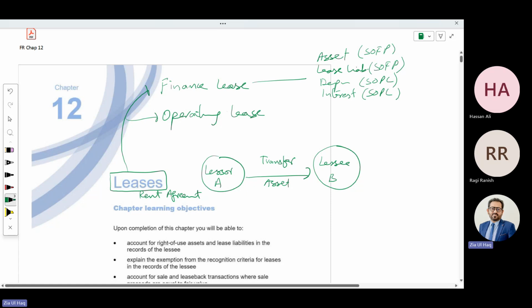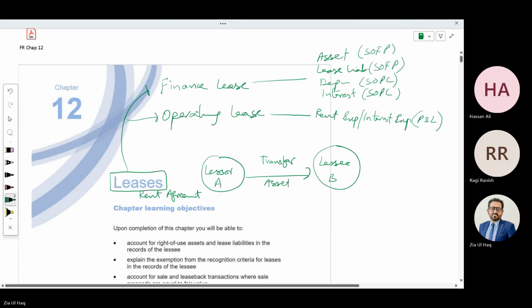In case of operating lease, there will be only one accounting. What will that be? Only rent expense, or you can say interest expense, in the profit and loss account. Because the asset will not be transferred to our ownership. We are just using the asset. Whose asset? The lessor's asset. It will remain in the ownership of the lessor. We are just paying rent. So in financial statements, we just need to show the rent expense in the statement of profit and loss account.